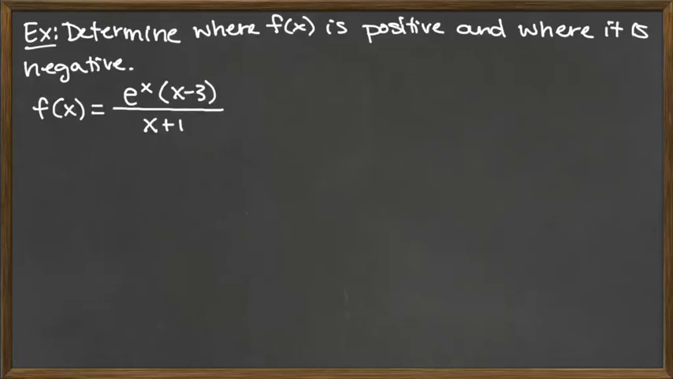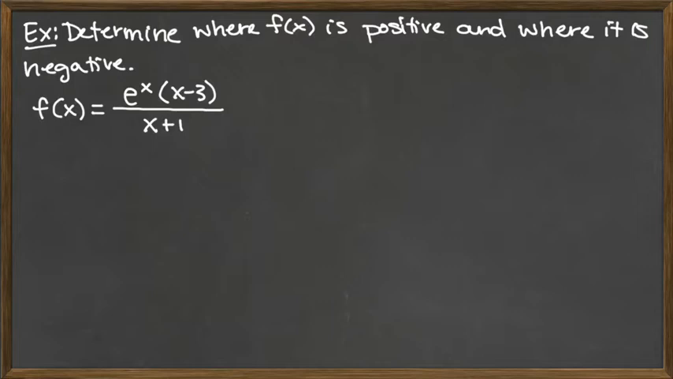In this example, we want to determine where the function f of x equals e to the x times the factor x minus 3 on top, all over the factor x plus 1. We want to find out where that function is positive and where it's negative. Again, if we're going to use the intermediate value theorem to determine this, we know that the only possible places where it could change from positive to negative or vice versa would be at places where it's either 0 or undefined. And so we've got to find that out first.